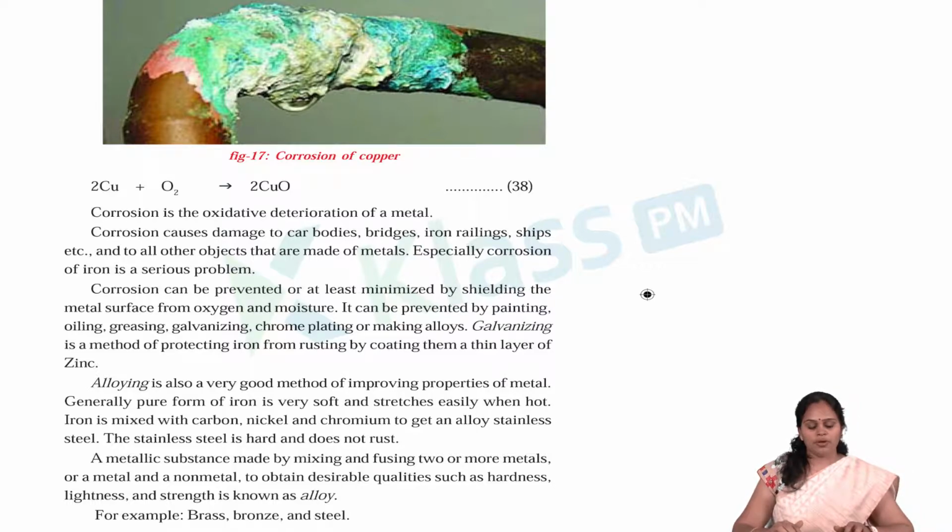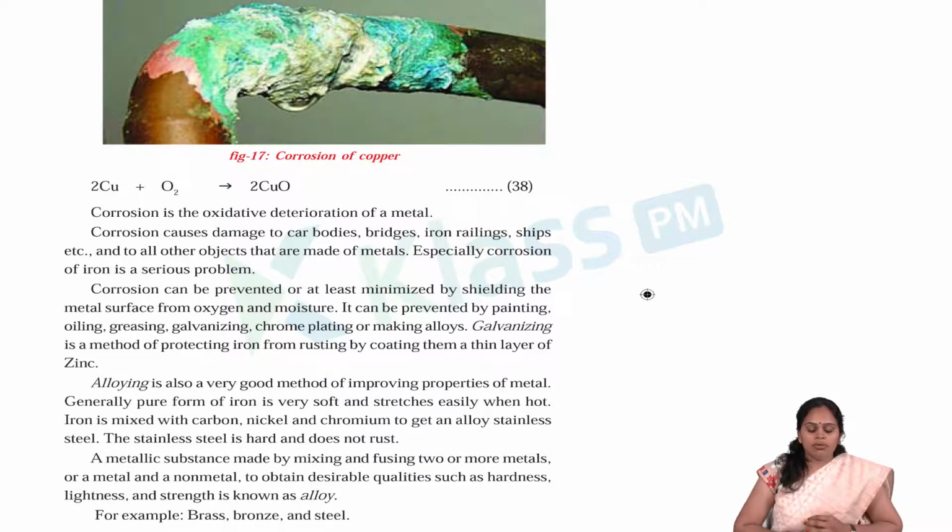If you observe copper, a green coating will form. That is also because of corrosion of copper. Copper oxide will form by adding oxygen. So this is because of corrosion. How to preserve against this, how to protect from corrosion? By alloying.